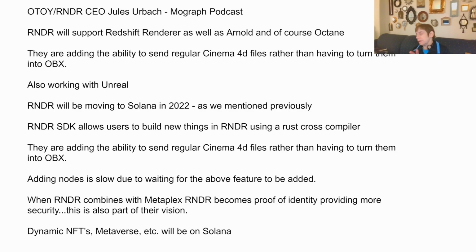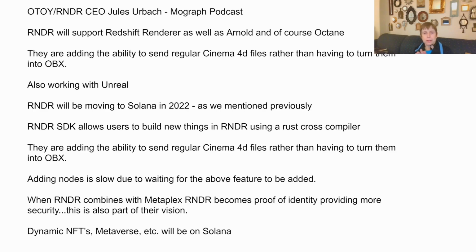Anyway, one thing is they are adding support for Redshift. I think they may have some Arnold support now on the Render Network. I'm not 100% sure, but they're trying to add Redshift. The other thing is they're going to be adding the ability to send regular C4D files rather than have to turn them into what they call OBX files, a different format. The other thing is they're going to be working with Unreal. So the Unreal Engine is going to be able to work eventually with the Render Network.